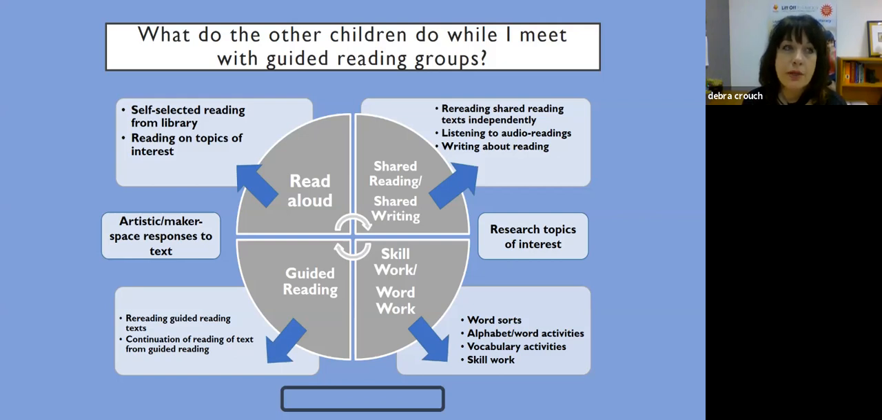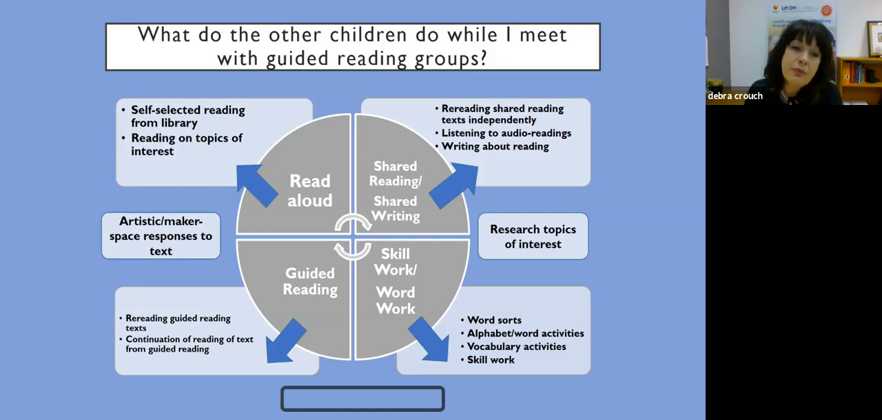Our younger kids, one of the most important things that we can do is make sure that we don't take the books back to a book room without giving the kids opportunities to reread and reread those guided reading texts, because it's through the rereading of those texts that the kids really consolidate all those reading behaviors that we are supporting them to learn.